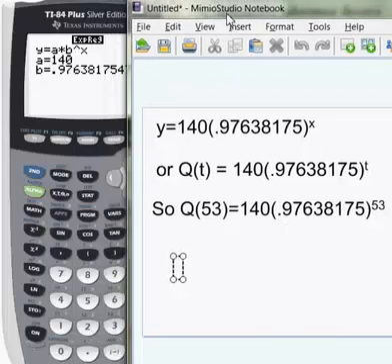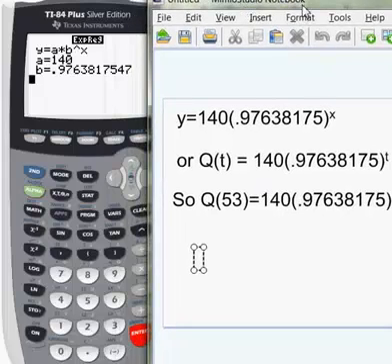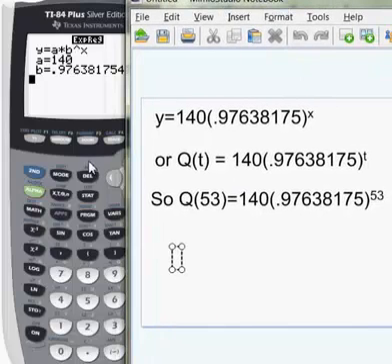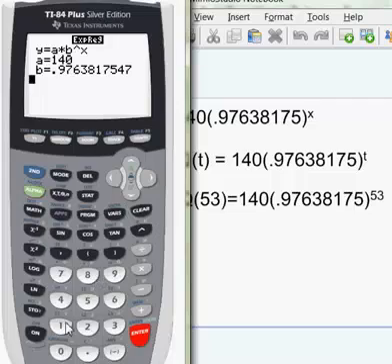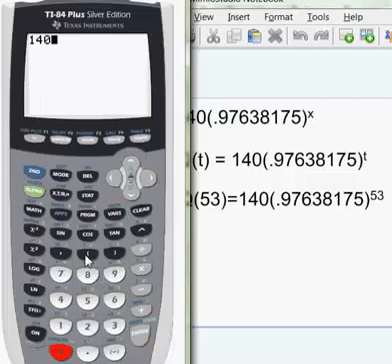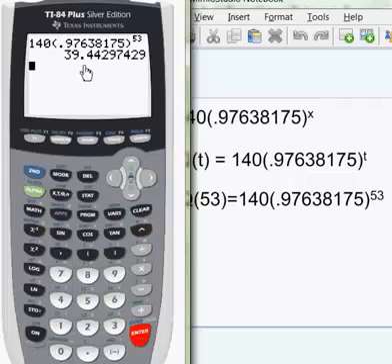So let's type it in using the full accuracy of the calculator and see what we get. I'm going to go to the calculator and type in 140, left parenthesis, 0.97638175. Hopefully I'm going slow enough for you to duplicate this on your own calculator if you're following along. And then I'm going to raise to caret 53 and see what I get. I get that the quantity is roughly 39.4 if you round to 1 decimal place.